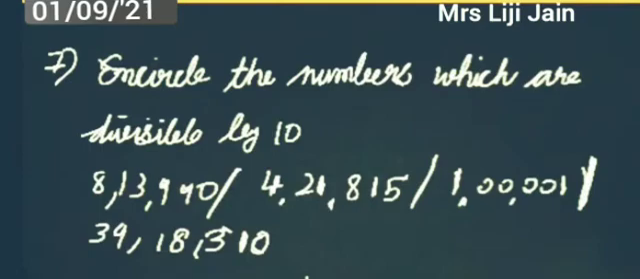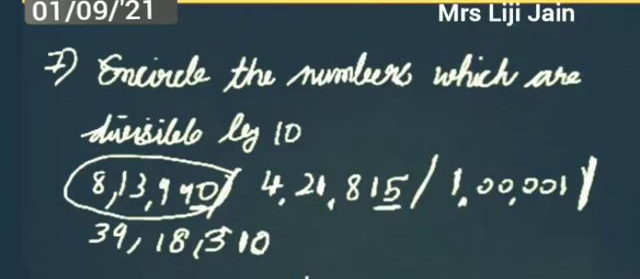Okay. Now, among these, which are the numbers divisible by 10? Let's consider the first number. For checking whether a given number is divisible by 10 or not, we need to consider the last digit only, isn't it? If the last digit is 0, we can say that the given number is divisible by 10. So here, which is the last digit? 0. So is it divisible by 10 or not? Yes. So encircle this. Understood? Here, which is the last digit? 5. So is it divisible by 10? No. Here, many zeros are there in between. But is it divisible by 10? No. Why? The last digit here is 1, not 0. So this is not divisible by 10.